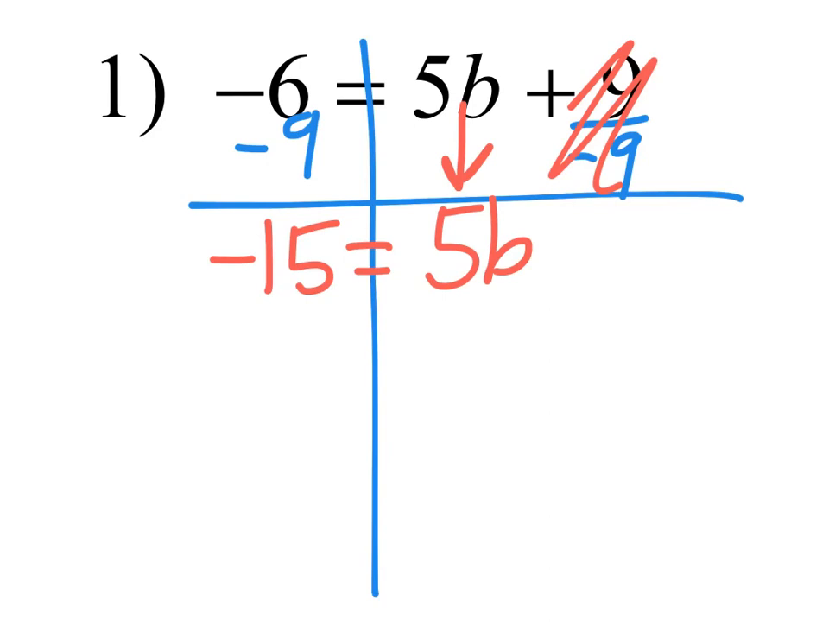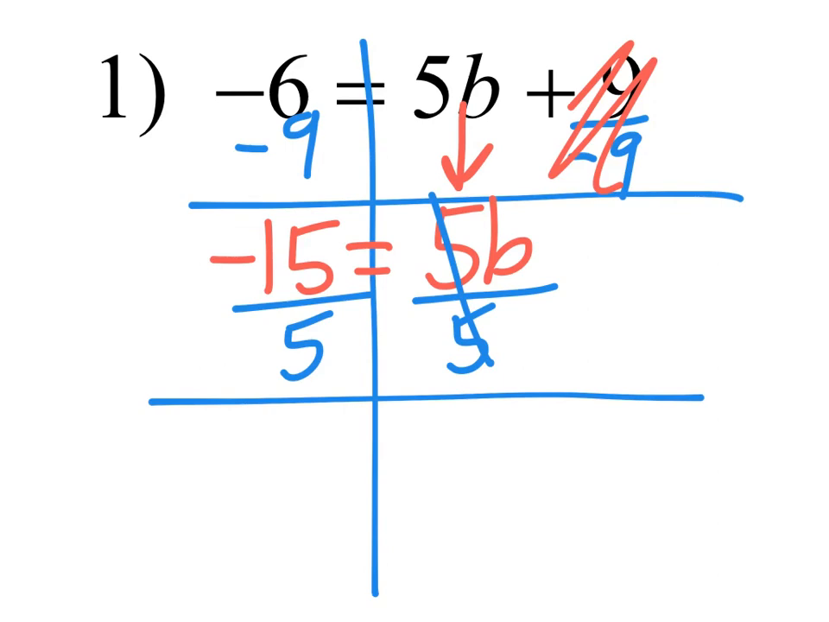Next step, I just have a one-step equation. So I've got to get b completely by itself, so I divide both sides by 5. These two cancel out, and negative 15 divided by 5 is going to be negative 3. It's going to equal b.